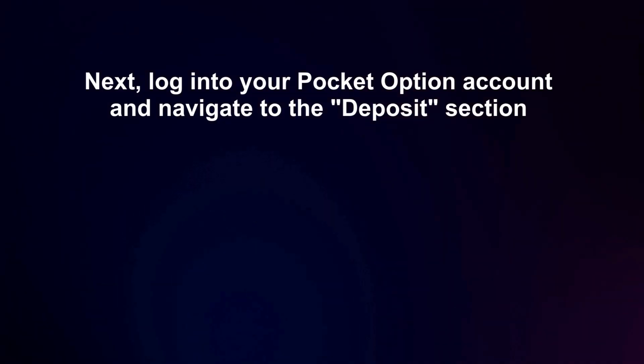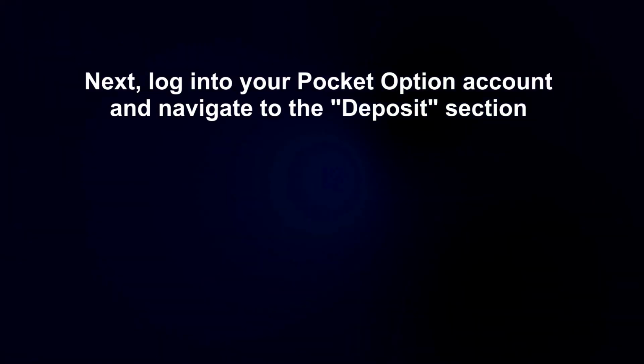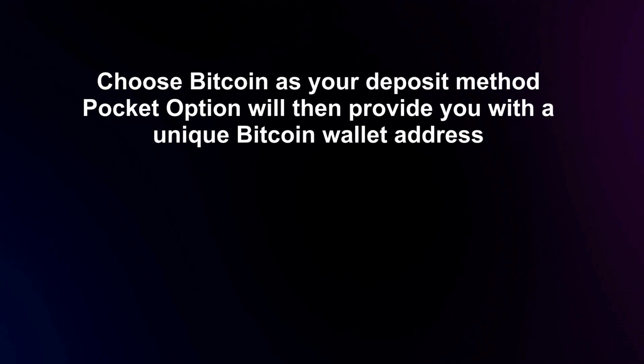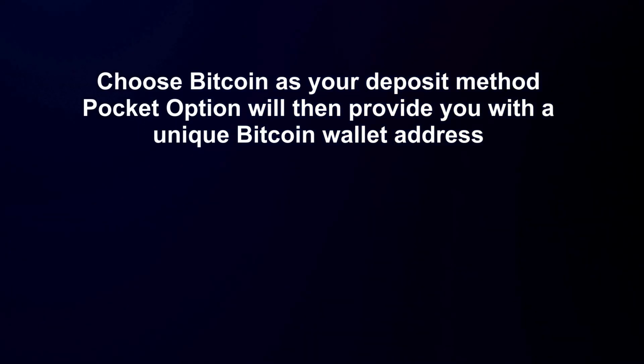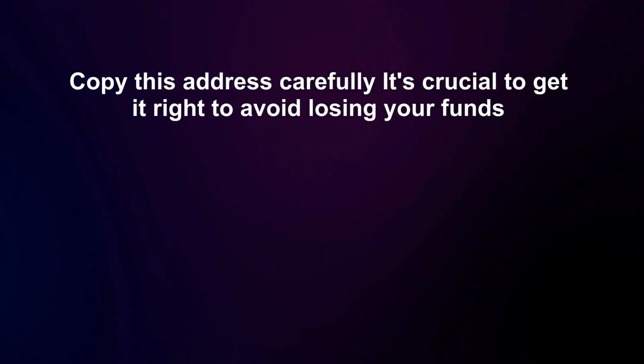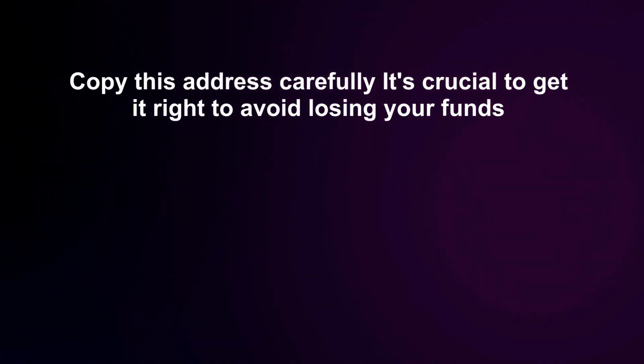Next, log into your Pocket Option account and navigate to the deposit section. Choose Bitcoin as your deposit method. Pocket Option will then provide you with a unique Bitcoin wallet address. Copy this address carefully. It's crucial to get it right to avoid losing your funds.